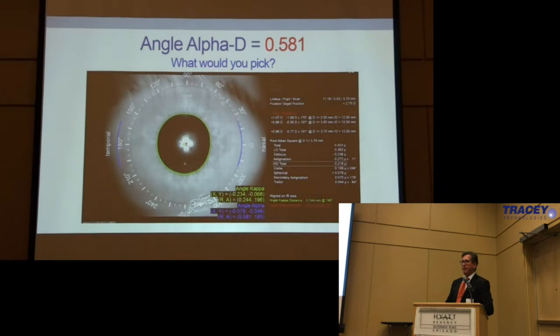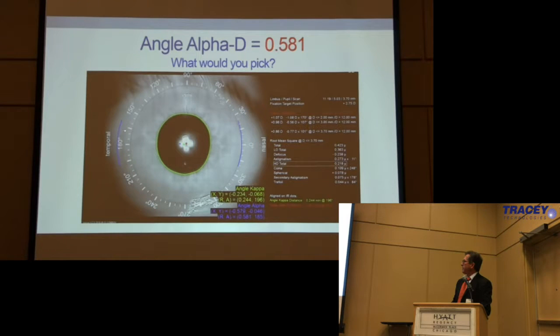So here we have a patient. Of course, it's a family member that came in, and she wants to have extended range of vision, but this is her first eye, it's her right eye. And as you can see, angle alpha D is 0.581 down here, in red numbers. So the nice thing on iTrace is the fact that they sort of pre-flag things for you. Green is always really good, yellow is okay, and red means you better be really careful.